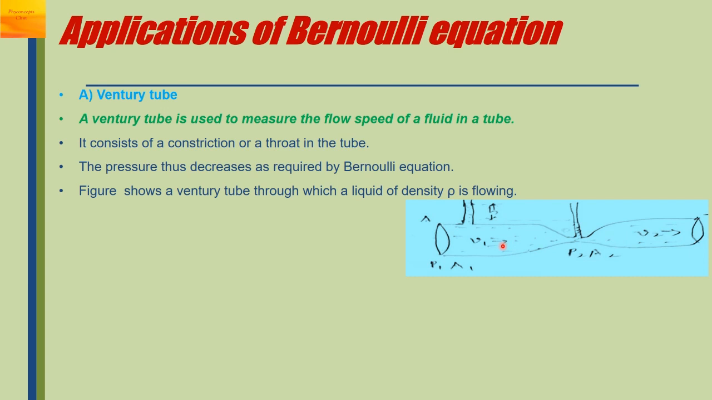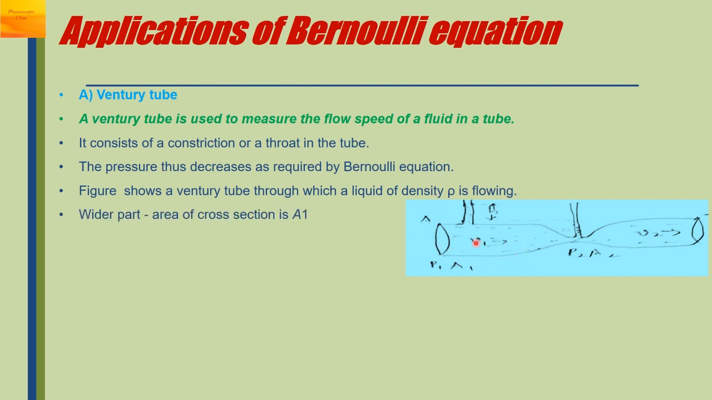This tube consists of a constriction here. You can see a narrow part, or we can call it a throat, a constriction or a throat in this tube. Because of this constriction, the pressure decreases as required by Bernoulli's equation.